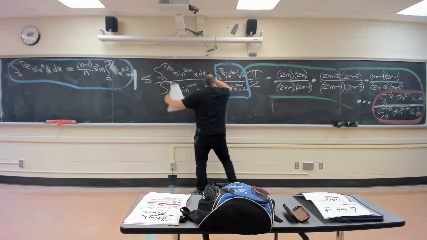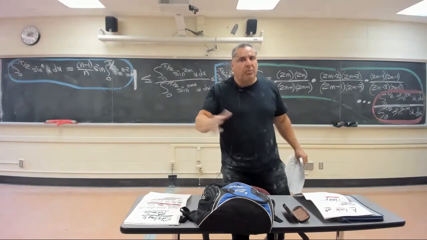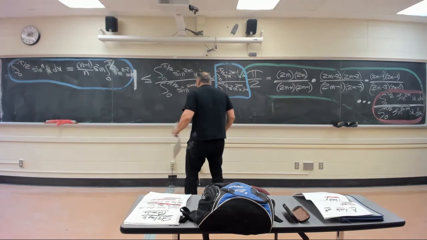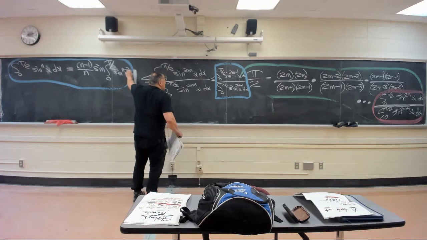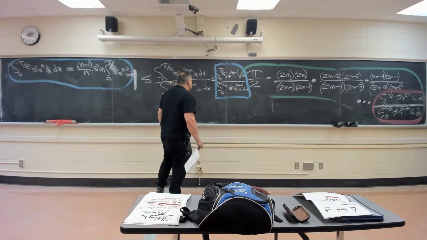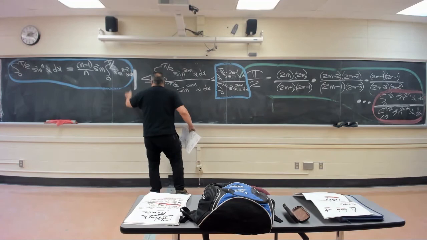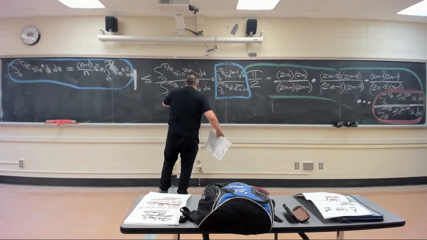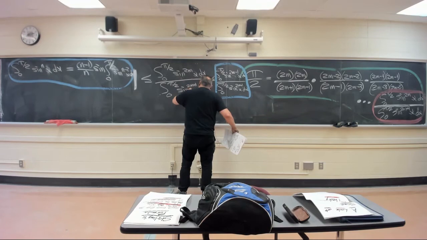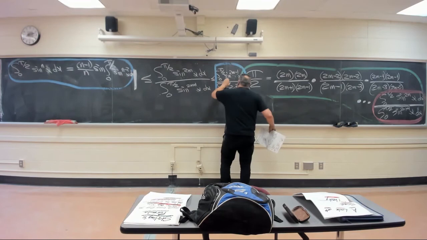Now the question is, does the ratio approach 1 as m goes to infinity? It's a good question. Well, we know one of them turns into 1, because it was the integral of sine to the 2m plus 1 of x dx from 0 to pi over 2, divided by the same integral of sine to the 2m plus 1 of x dx. Anything divided by itself is 1. We knew that. And we said this would be bigger than or equal to that, because sine to the 2m of x is bigger than sine to the 2m plus 1, and sine to the 2m minus 1 of x is bigger than sine to the 2m of x.